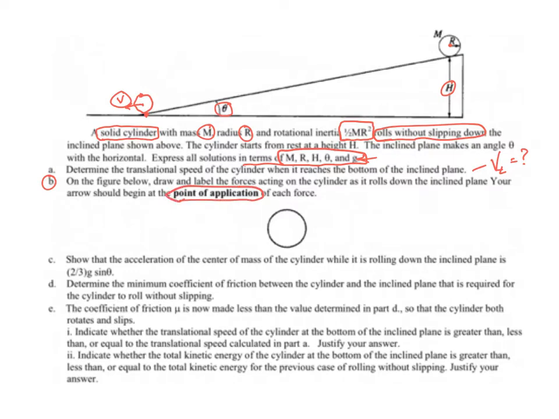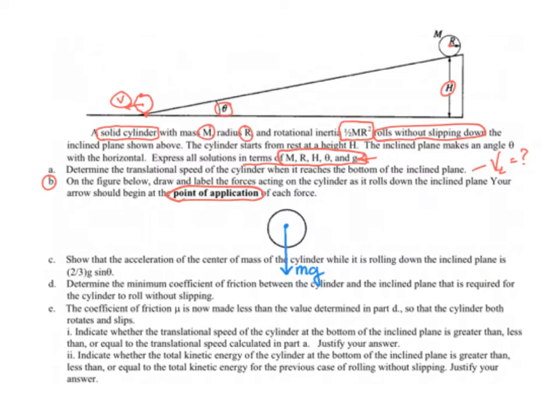So this is a little different because in previous chapters we just used a dot and drew arrows pointing away from a dot. Now we've got extended objects that have moments of inertia. We have to consider where the force is applied. I'm going to start with my gravitational vector, and I'm going to draw it down here. I'm just going to call it mg because the Earth acts as if all the mass is concentrated at the center of mass.